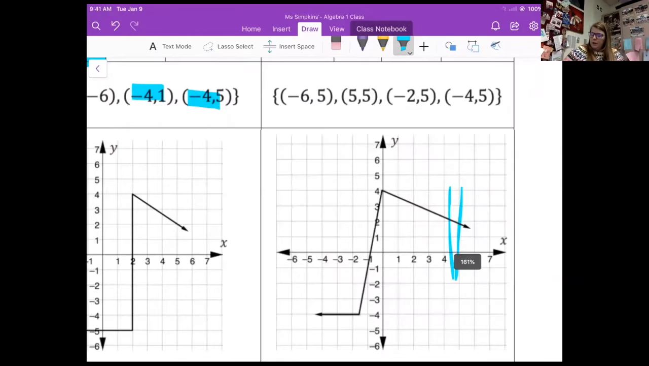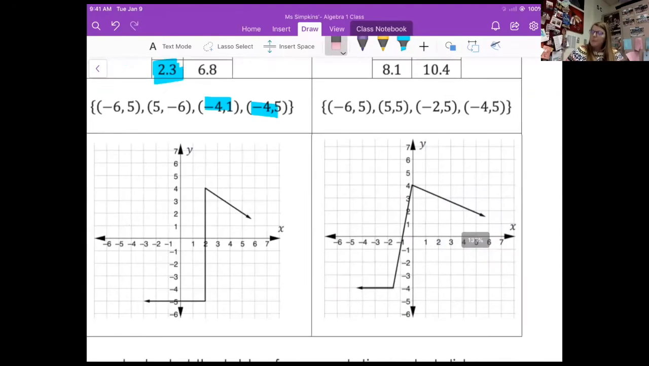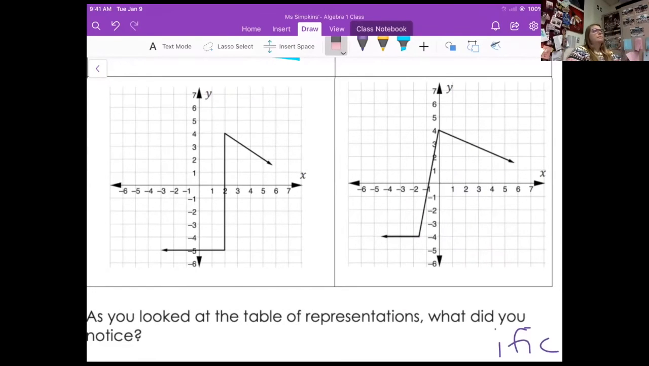Okay, now, oops, I forgot to delete that. What about these two graphs? I'm going to tell you that the graph on the left is not a function.